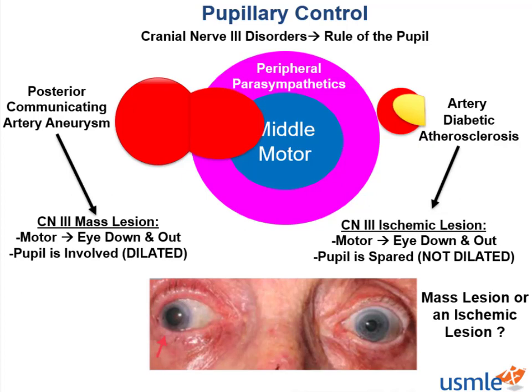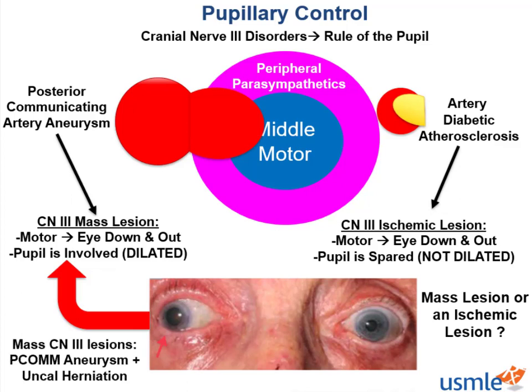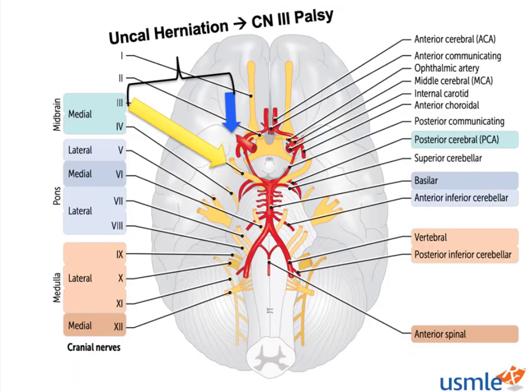This patient has a mass lesion of cranial nerve 3 as the eye is down and out and the affected eye's pupil is dilated. On the boards in the wards, this is commonly due to a posterior communicating artery aneurysm, as we've discussed, or an uncal herniation. Briefly, an uncal herniation occurs when a portion of the temporal lobe, the uncus, as indicated by the blue arrow, herniates and compresses cranial nerve 3, as indicated by the yellow arrow.